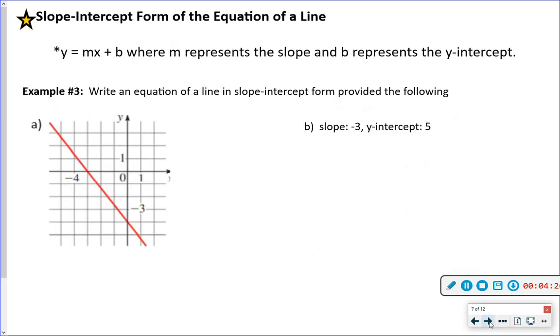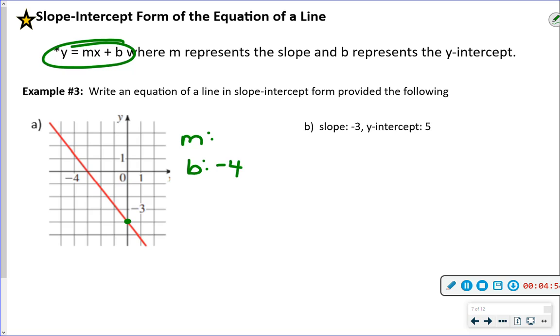All right, slope-intercept form, the equation of the line: y = mx + b. There's nothing exciting or new or wild here. m is the slope, b is the y-intercept. So write the equation in slope-intercept form of the following. We need the slope, we need the y-intercept, and I can get all of that information off of the graph. Now, y-intercept, that's probably the easiest. It's the y-axis right here, -4.